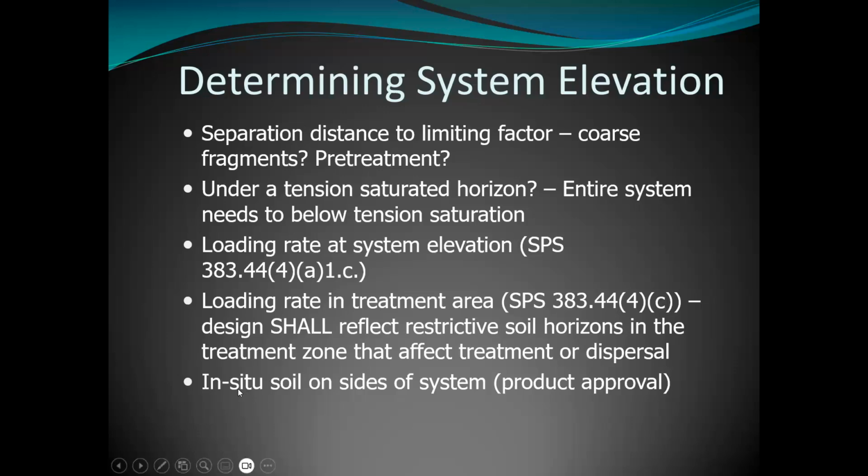It does say here, the fifth bullet point, in situ soil on the sides of a system. So that relates to product approvals, is that even though the infiltrative surface is what we base the loading rate off of, even though loading rate may change, we still have to have natural in situ soil to the sides of the system. So you can't just bury a system 1 inch into the ground, a conventional, and then bring fill in around it. The whole dispersal unit or the cell has to be in the ground and have natural soil around it.